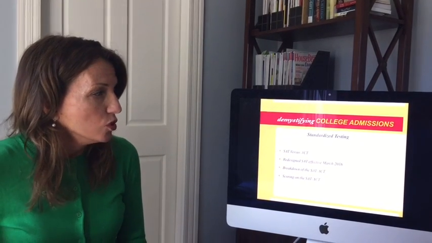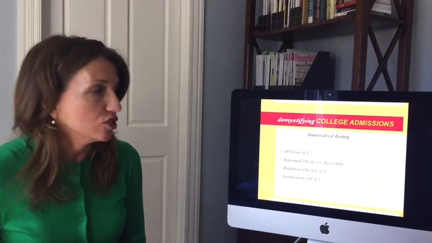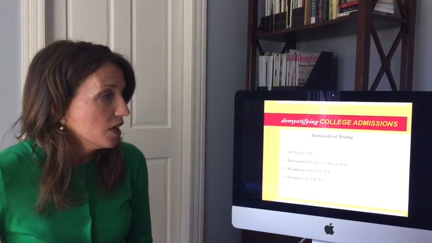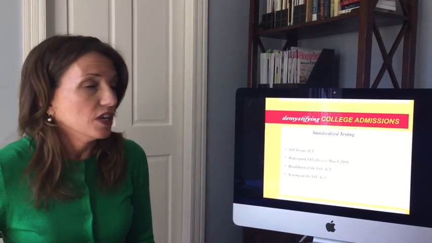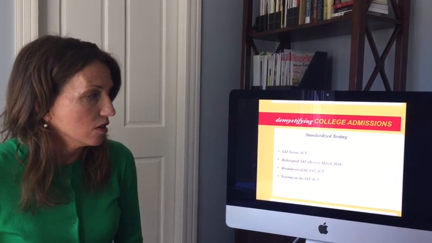The ACTs are also accepted by all four-year institutions. So what had happened was the SATs were recently redesigned in March of 2016 as a result of the fact that more students were taking the ACTs. The goal of the redesigned SATs was to make it more user-friendly for the students and reflect more of their ability to be successful in college.